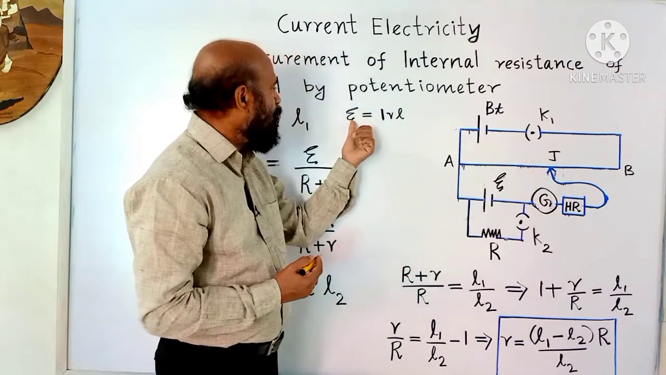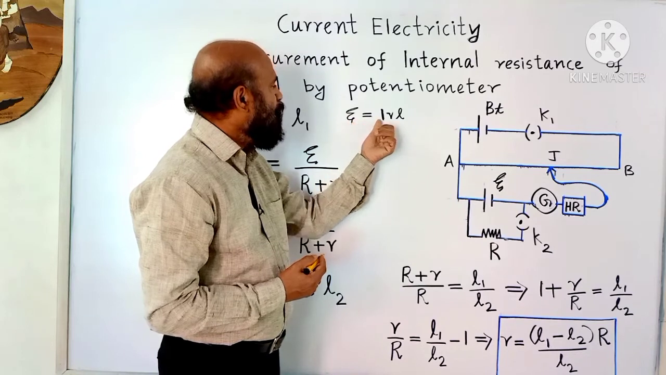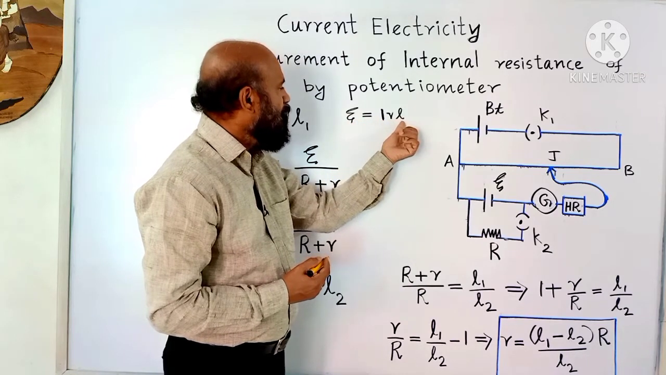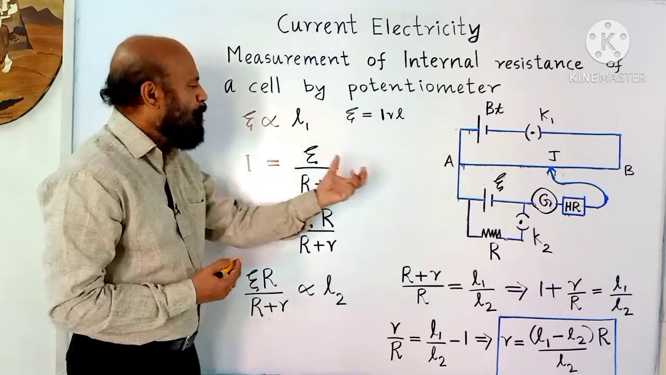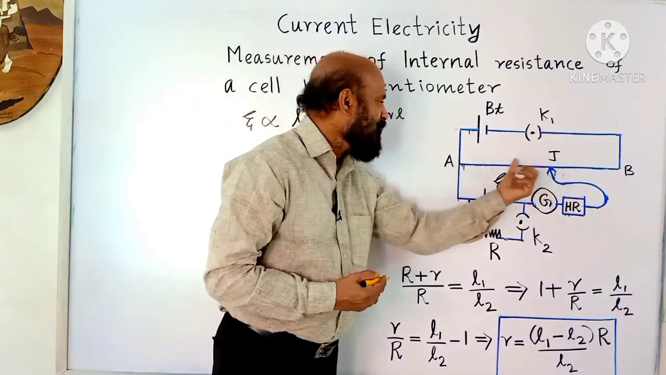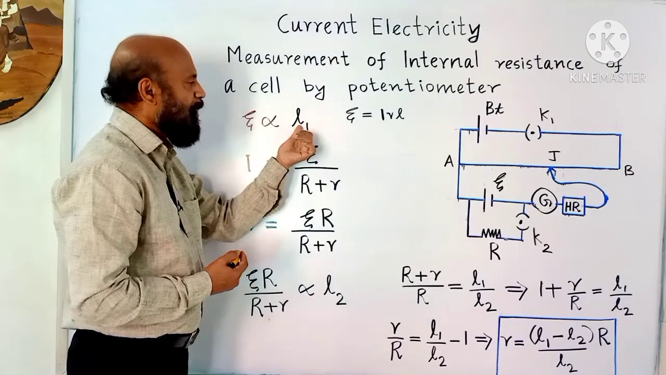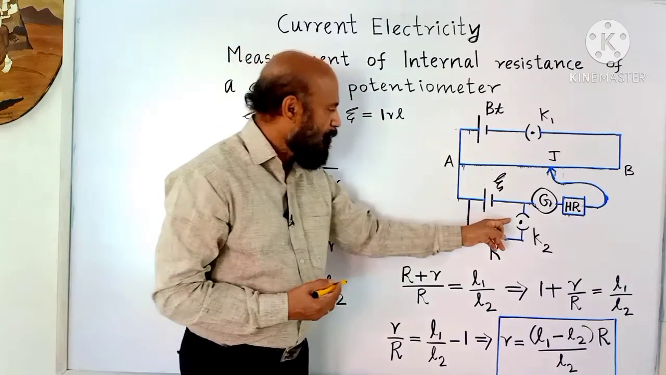Potential difference across this wire is equal to IRL. So EMF is proportional to the length. Now in this case, the EMF of the cell is proportional to the balancing length. Let the balancing length be L1 with this key open.